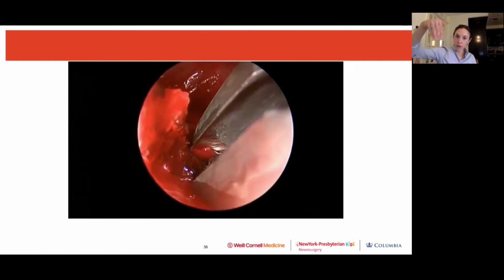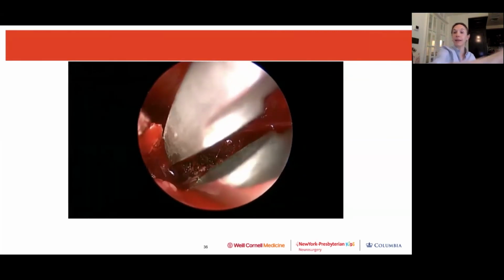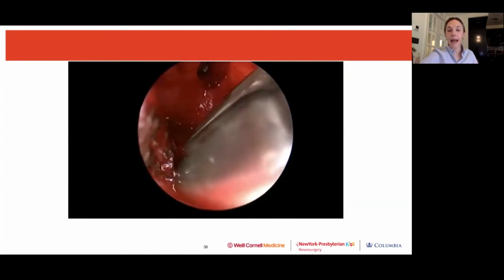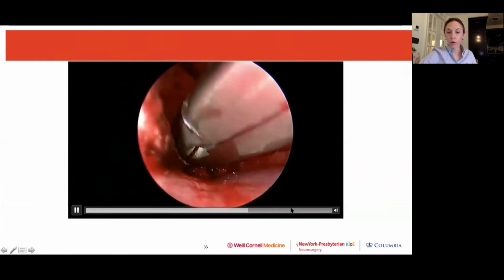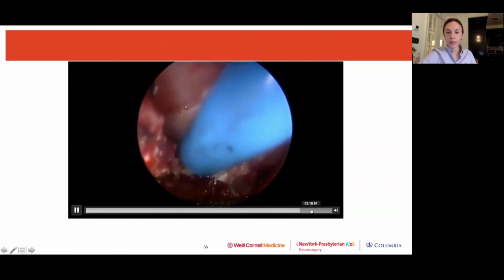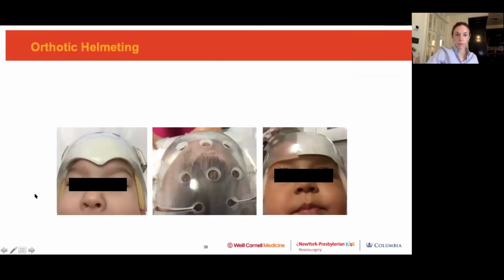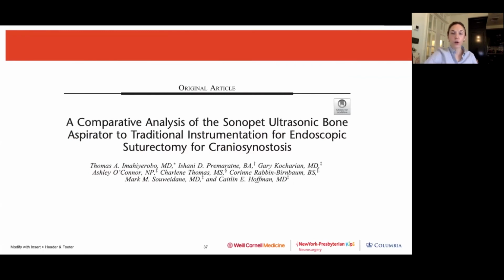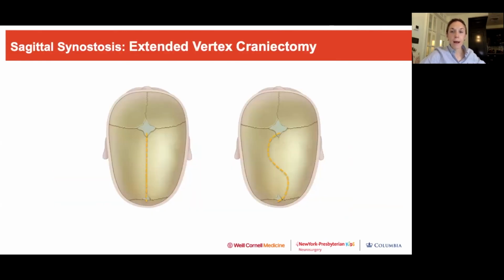So that was the use of a technique to use the Sonopet to create your bony opening at that distal end that's really hard to access manually, and then performing those last few bites with your gooseneck. And then the same process that you've already seen, hemostasis with your suction cautery. This is just our recent publication on the use of the Sonopet for that technique. And then we put them in helmets. That's what their orthotic helmets look like, and they correct.